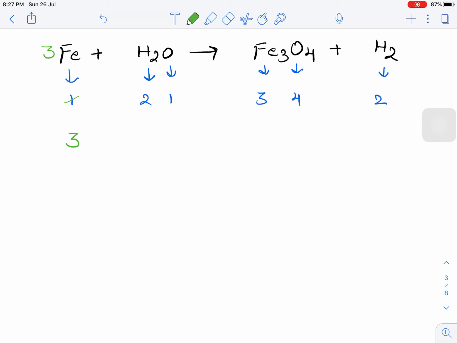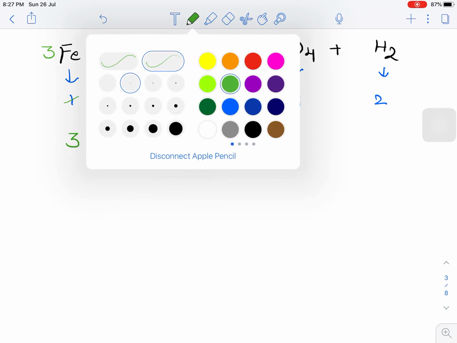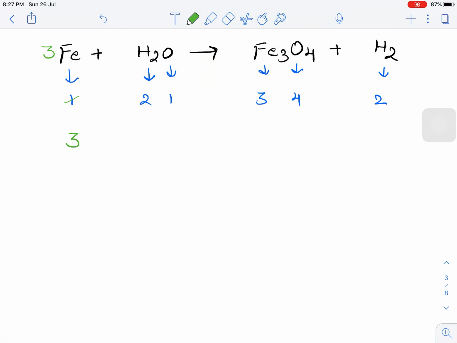Okay, now is iron balanced? So yes, our irons are balanced. Now what is the next one which should be balanced over here? Next I have two hydrogens here, and here also I have two hydrogens, so no need to make any changes in hydrogen. Next I have one oxygen here, and here we have four oxygens, so this needs to be balanced.